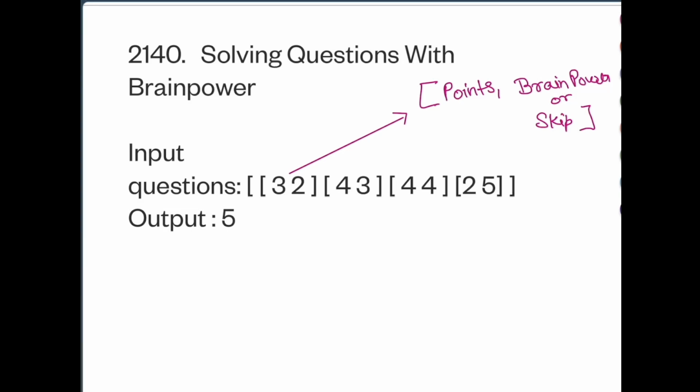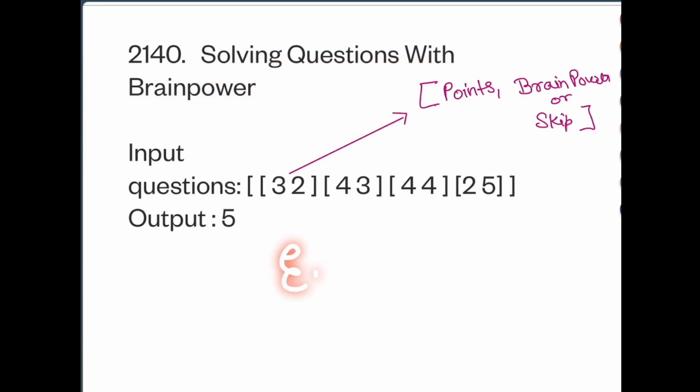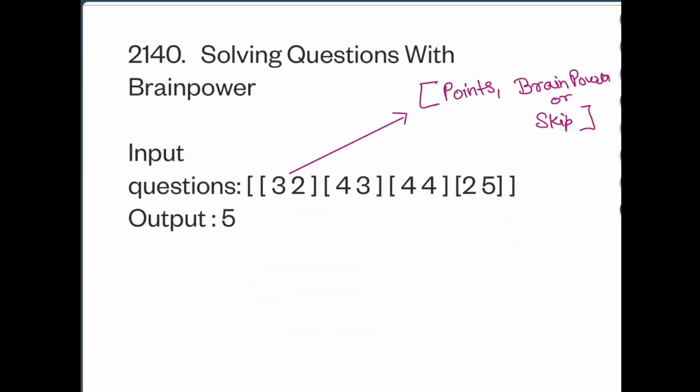In this video, we are going to solve the Leetcode problem of the day, and the problem is solving questions with brain power. This is a medium level of question, but if you know the trick, if you know the approach, then it will seem very easy to you. The only thing you need to know is DP. DP means dynamic programming. So if you know about the concept of dynamic programming, this question will be very easy to you. Let me explain you how.